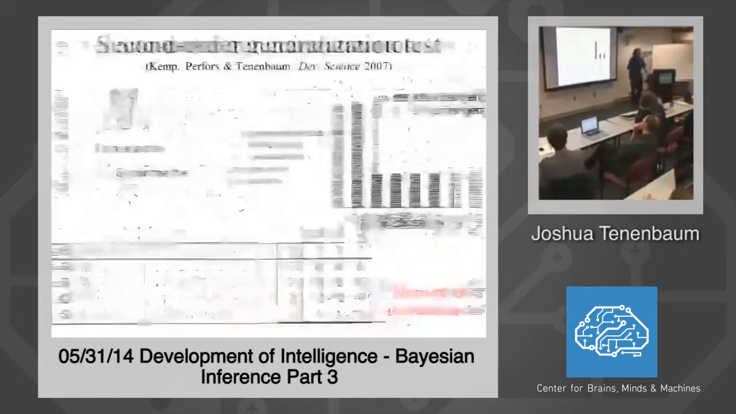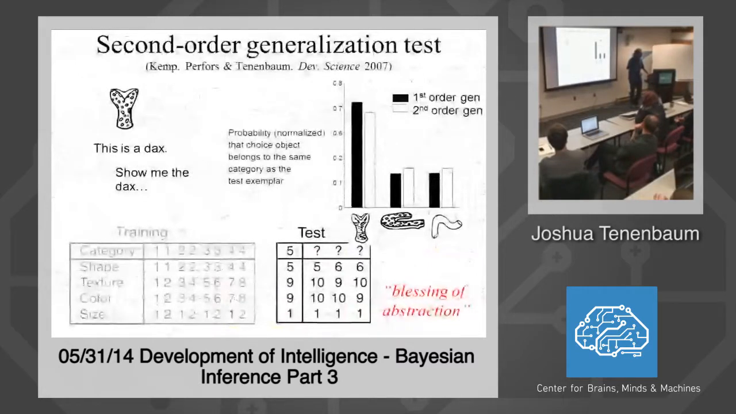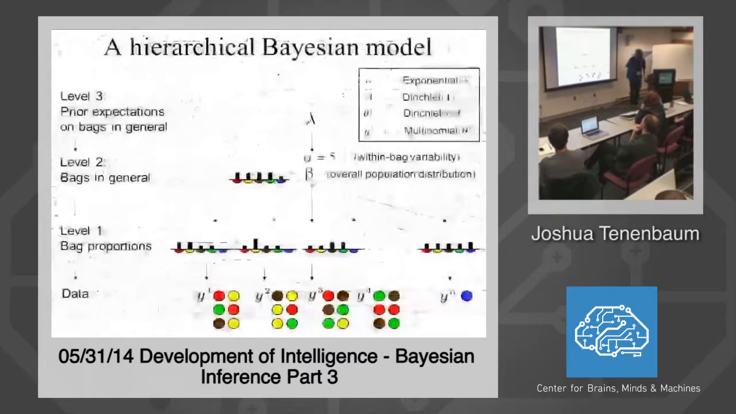Okay. Any questions about this model so far? Yeah. Could you explain the prior over the Dirichlet parameters? I didn't say much about it.